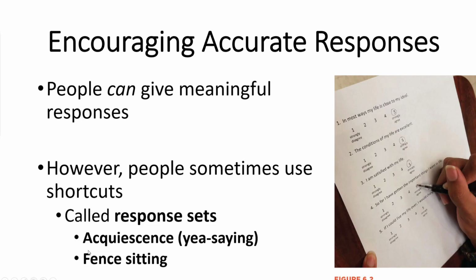The next problem that you can have is fence sitting. So instead of acquiescence, where you say yes to everything, fence sitting is when you pick a neutral response. So instead of having an opinion, maybe you're going to say, I neither agree nor disagree. So you could circle 3 on all of these because, whatever. I'm not really agreeing with your statement. I'm not really disagreeing with your statement. I'm going to play it safe and choose something in the middle.